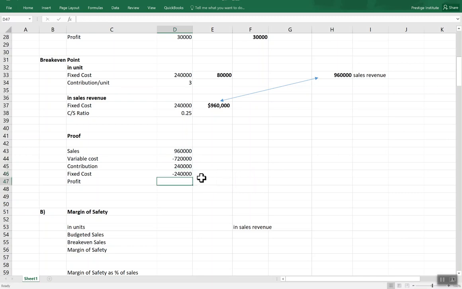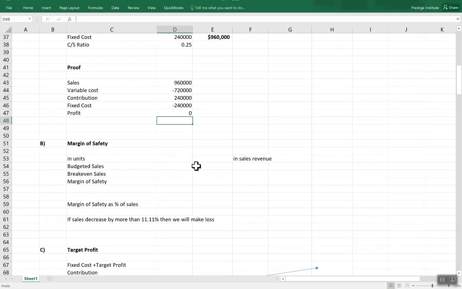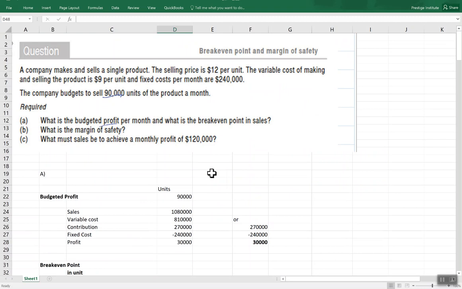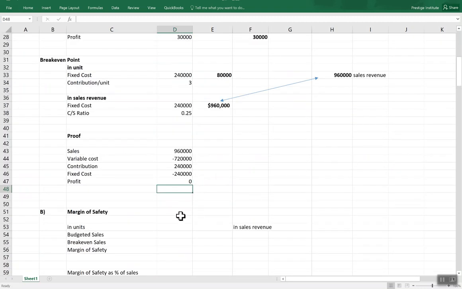And then minusing fixed cost, we have 0 profit, 0 loss. So it proves that at 80,000 units or 960,000 revenue, we will have no profit, no loss. Next, we have margin of safety. It is how much safer we are from making loss. So margin of safety can be found in units, it can be found in sales revenue.